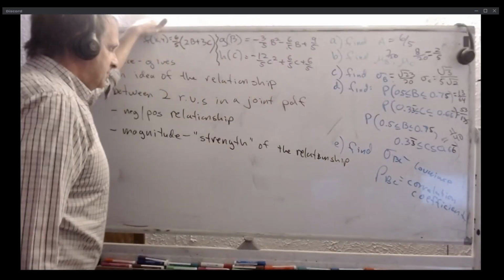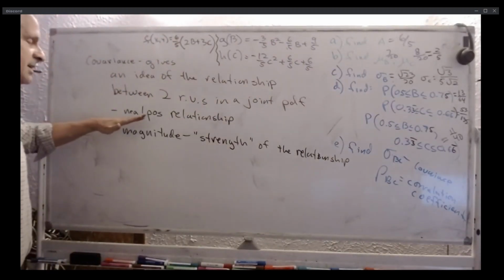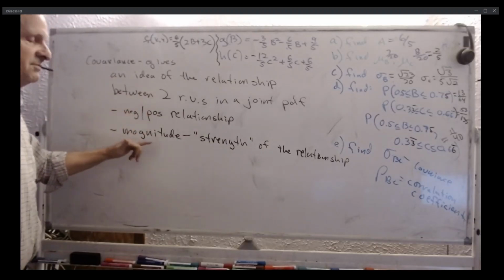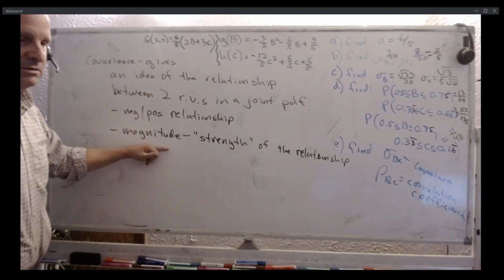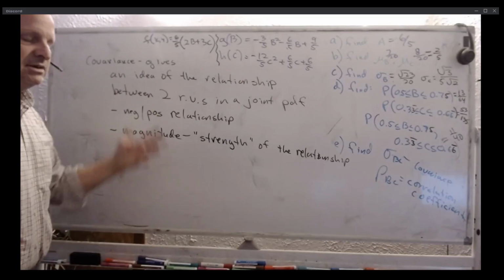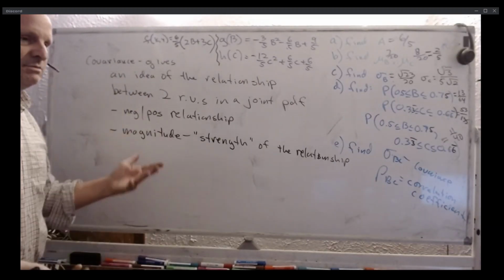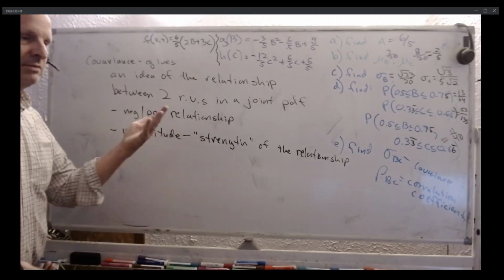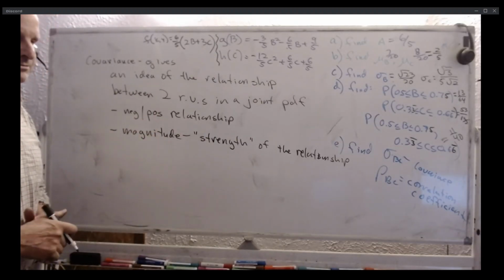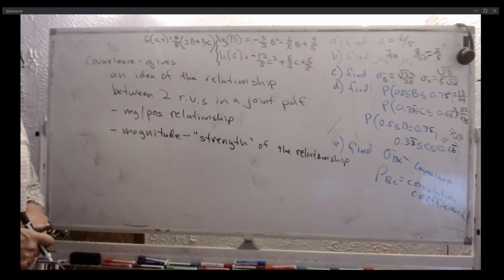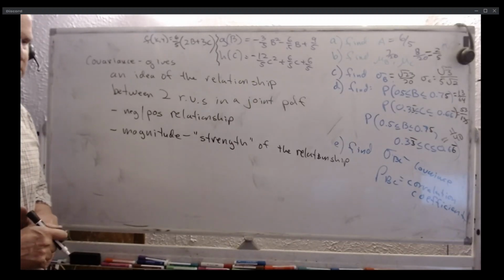If the covariance is either negative or positive, doesn't matter, but if it's incredibly close to zero, do you see that the two are pretty much independent? There's no relationship between the two. If one goes up, you can't tell anything about the other one. Do you see that?